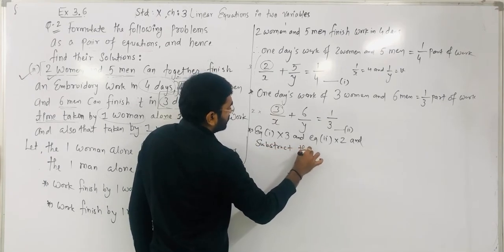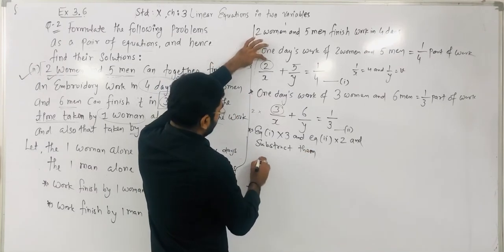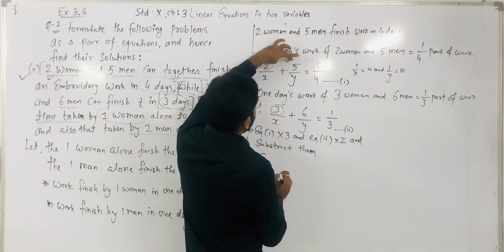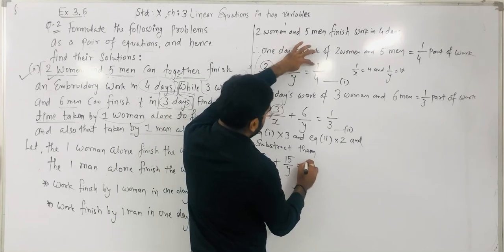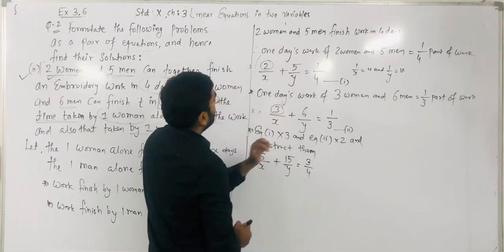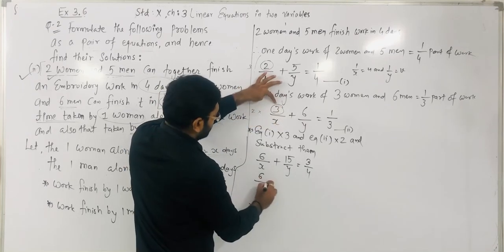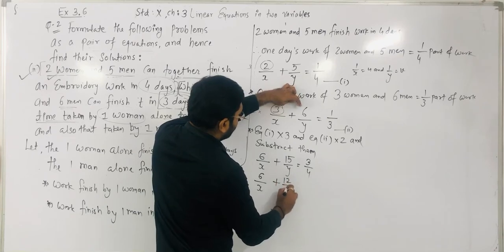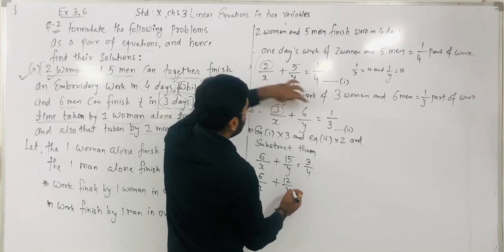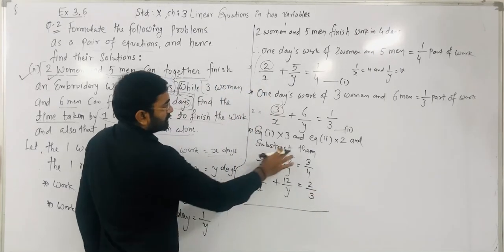So suppose we multiply by 3 in that equation. 3 2s are 6 divided by x. Here 3 5s are 15 divided by y. Here we get 3 into 1, so 3 divided by 4. Here if you multiply that equation by 2, 2 3s are 6 by x. 2 into 6 we get 12 by y, and it is equal to 2 1s are 2 divided by 3. Now we have to do the subtraction.